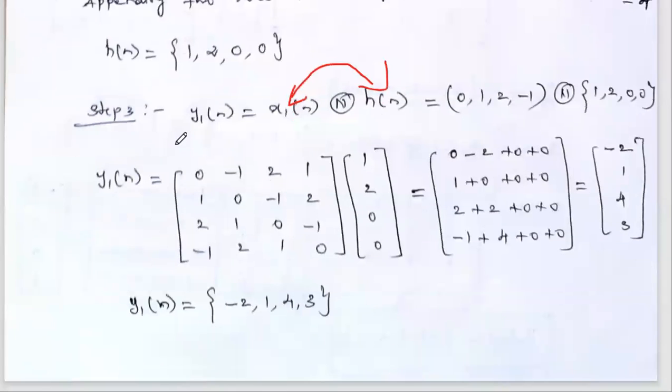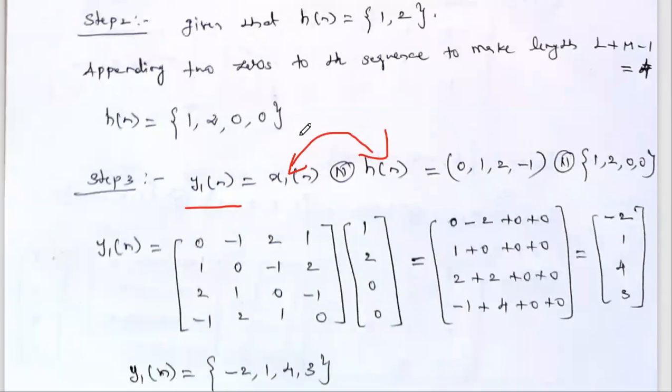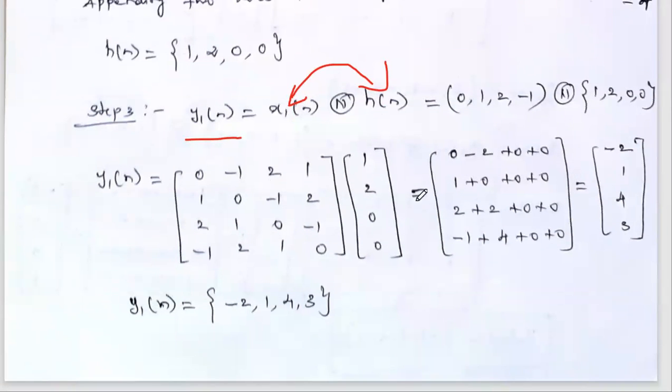Then what is the next step? We have to perform the circular convolution between x1 and h. It is said to be the output y1. So y1 of n is equal to x1 of n circular convolution with h of n. What is x1? 0, 1, 2, minus 1, convolved with 1, 2, 0, 0. Using the matrix multiplication method, you just find the answer y1. You already know the method. This is the sequence x1. Here x1 has 4 samples, so it is a 4 by 4 matrix.